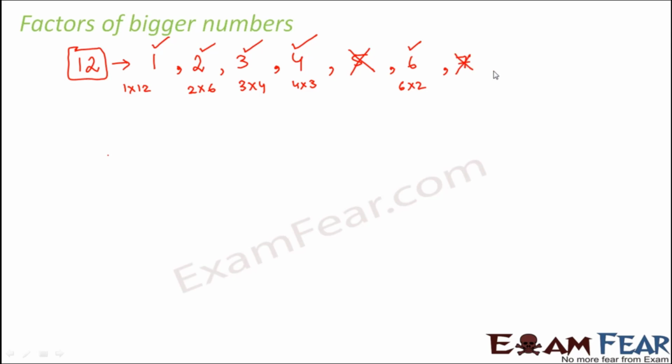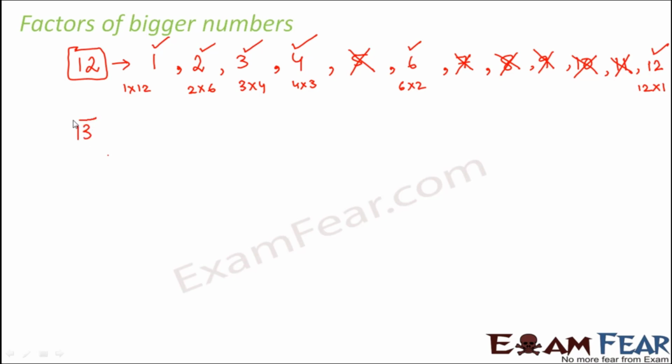What about 7? No, 7 is not a factor. 8? No. 9? No. 10? No. What about 11? No. What about 12? Yes, 12 again is a factor because 12 into 1 is 12. So this way we see. Now why didn't we go beyond 12? Because we know that a factor of a number is either equal to or less than that number. So factor of 12 can either be equal to 12 or less than 12. It cannot be greater than 12. So we went only up to 12. So what did we find? We find that 1, 2, 3, 4, 6 and 12 are the factors of the number 12.